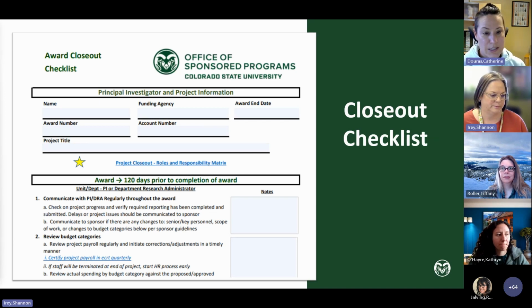You can see just on the screen snip: have we been submitting progress reports? Making sure that payroll has been reviewed throughout. Are the encumbrances for the staff ended as of the end date? Things like that. And you can see the star there, which also points back to the roles and responsibilities matrix, which will lay out, again, who's responsible for what.